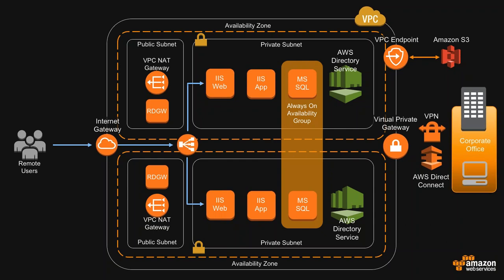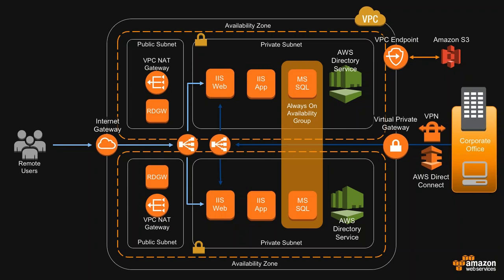You can notice here that our remote users would come in through the internet gateway. They would attach to an elastic load balancer that would load balance traffic across the 2 front-end web services in a private subnet.